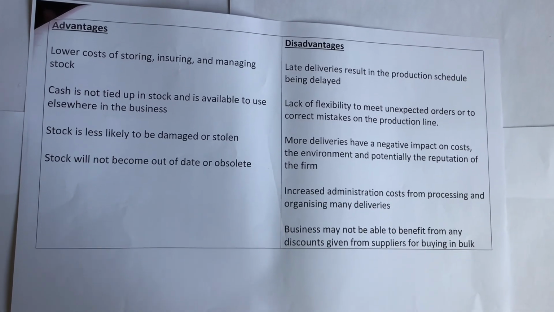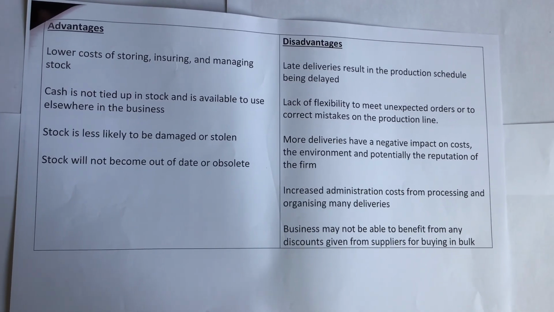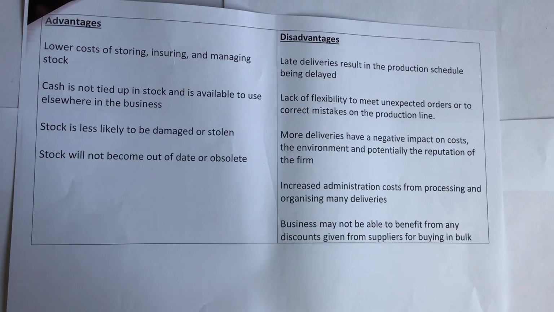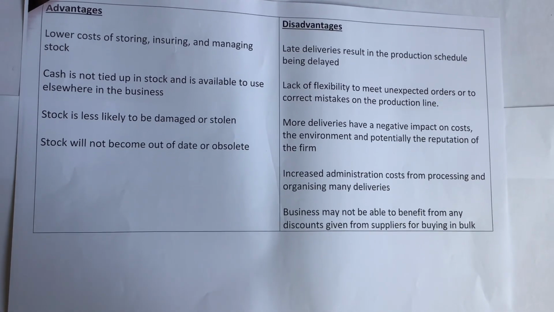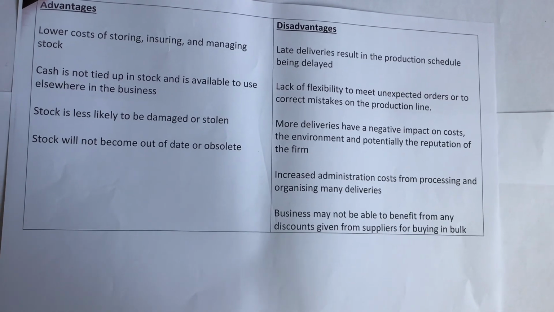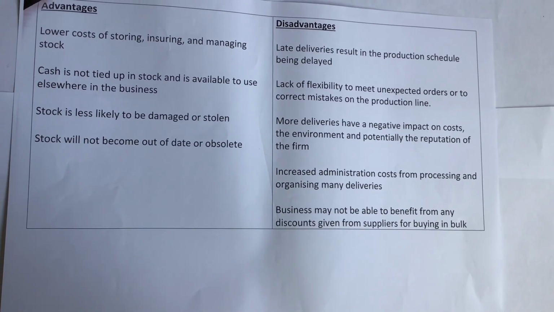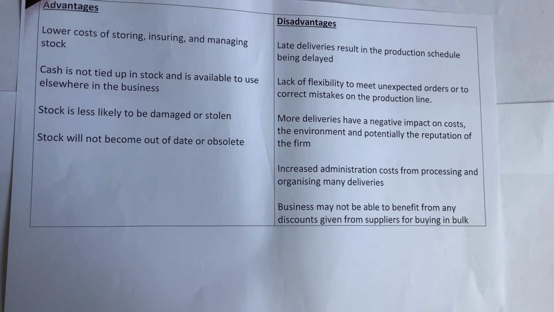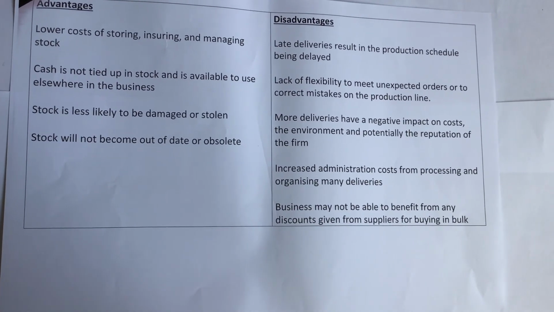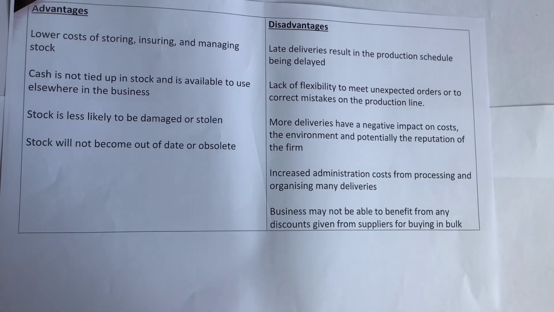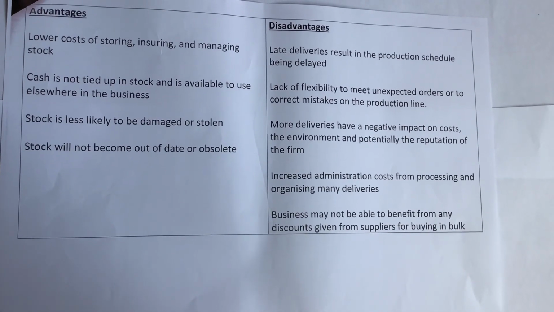Disadvantages of just-in-time: late deliveries result in the production schedule being delayed. Lack of flexibility to meet unexpected orders or to correct mistakes on the production line. More deliveries have a negative impact on costs, the environment, and potentially the reputation of the firm. Increased administration costs from processing and organizing many deliveries. The business may not be able to benefit from any discounts given from suppliers for buying in bulk.